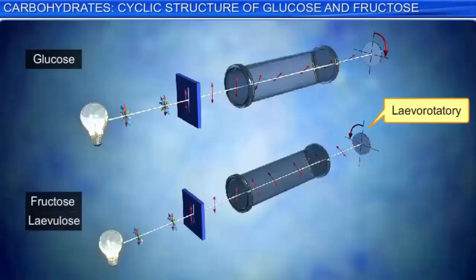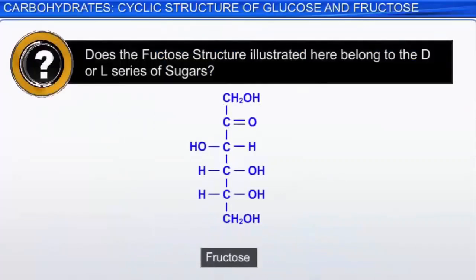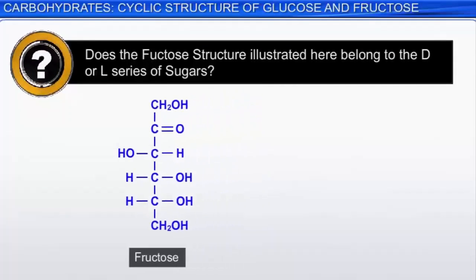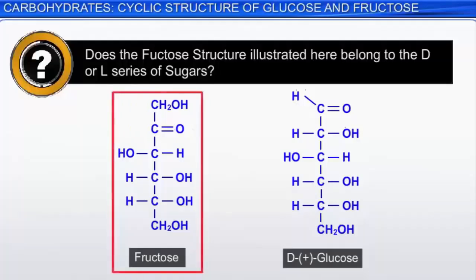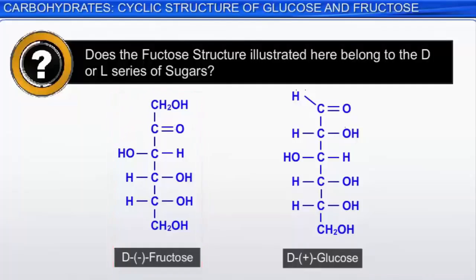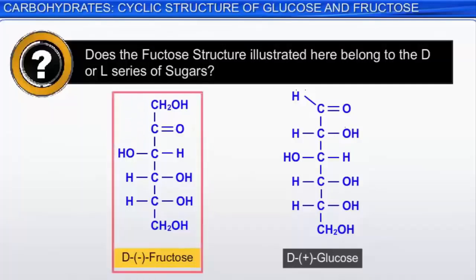Does the fructose structure illustrated here belong to the D or L series of sugars? As fructose can be chemically correlated to dextrorotatory glucose with D configuration, it also belongs to the D series. Hence, fructose is levorotatory with D configuration. Its open chain structure along with the name D-(-)-fructose is illustrated here.